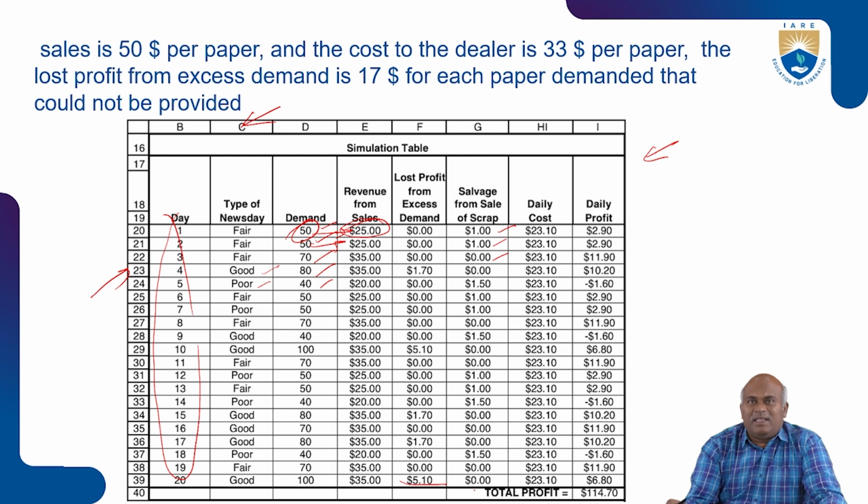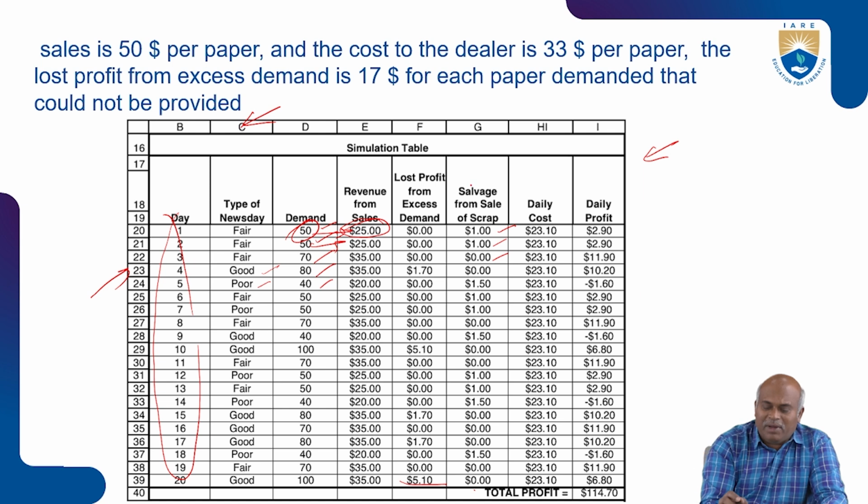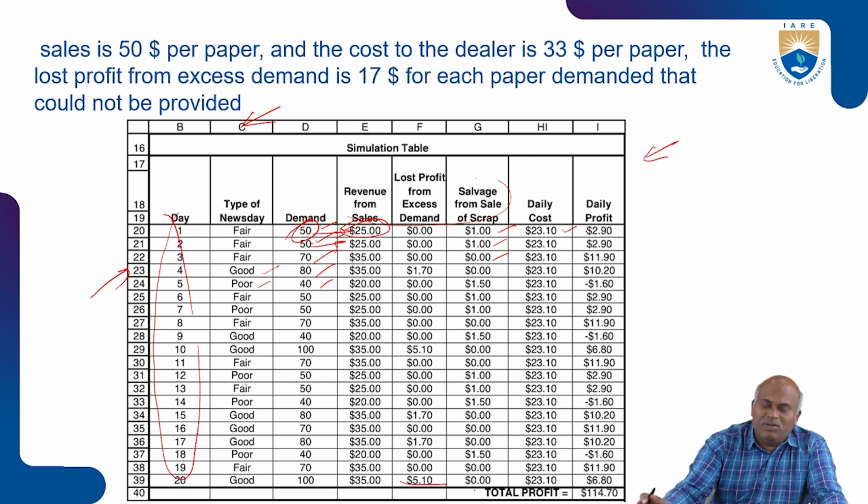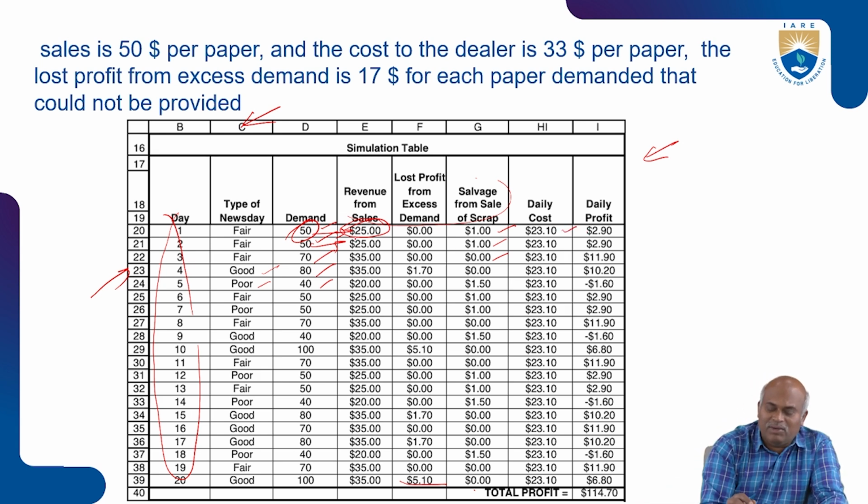After that, you must find the daily cost. What is the daily cost? You must add all the costs: the revenue from the sale, the lost profit on excess demand, and the salvage from the sale of scrap. The cost here is 2.3, and here 25.0000 plus 1. Based on that case, we can measure the cost.